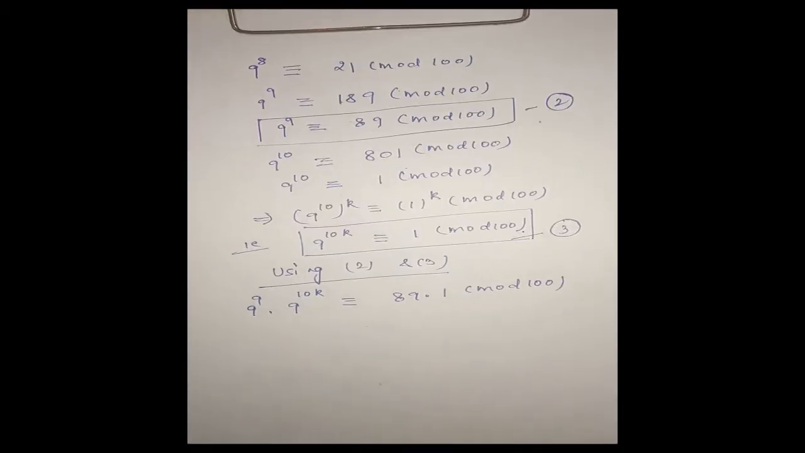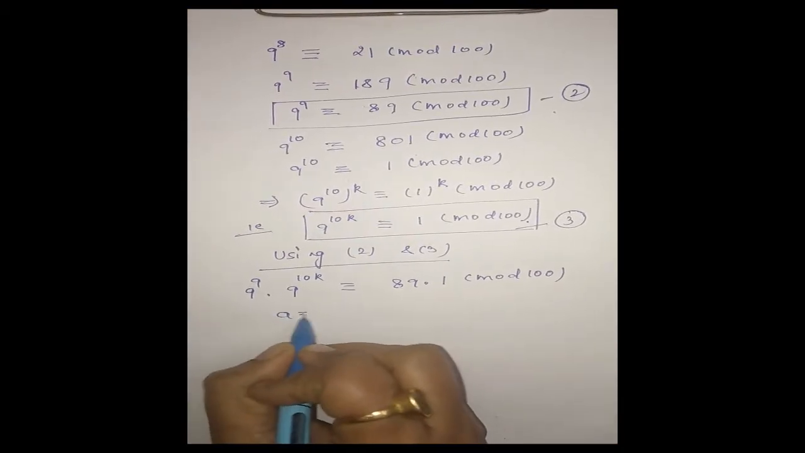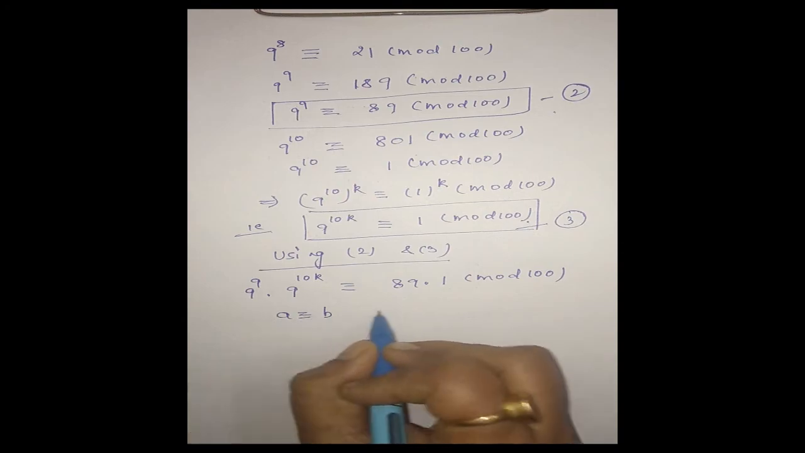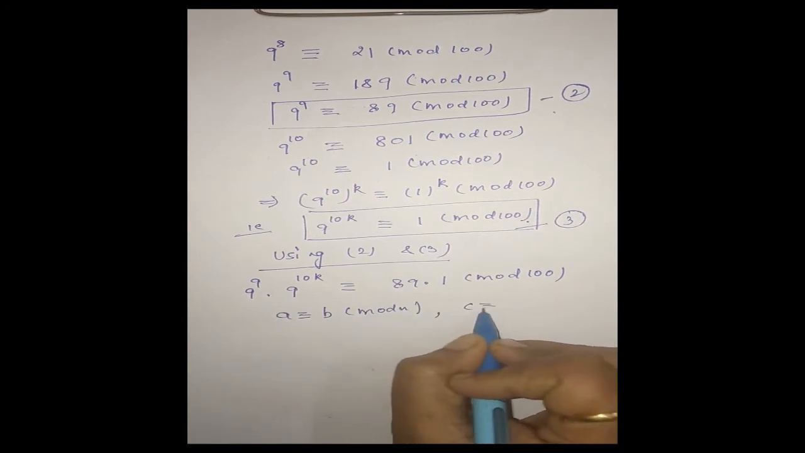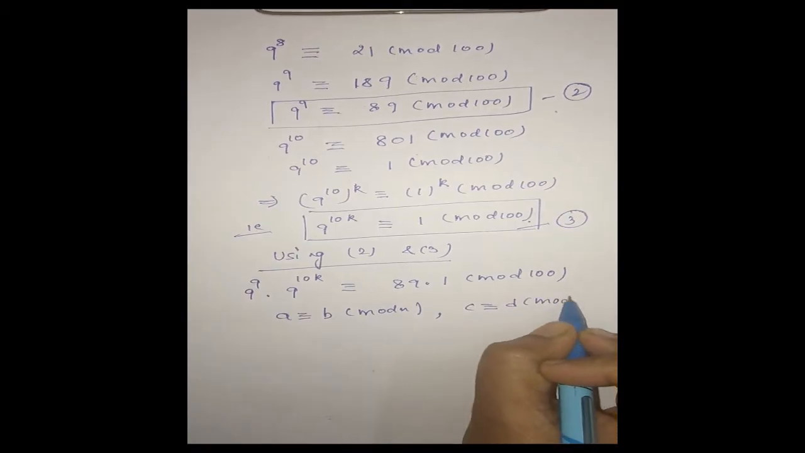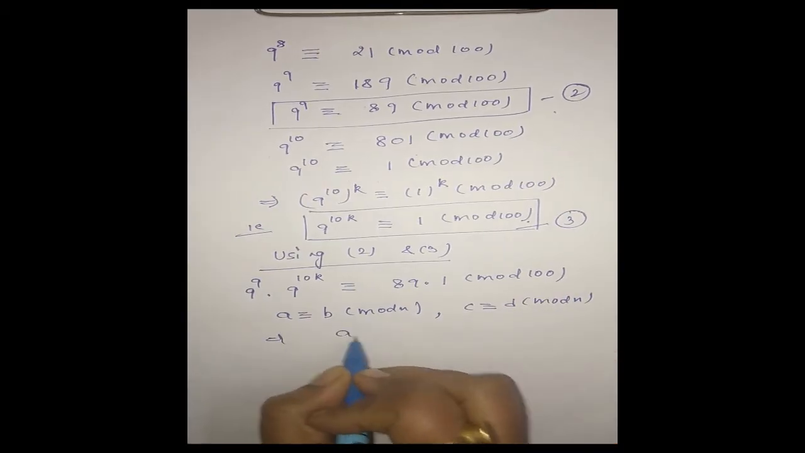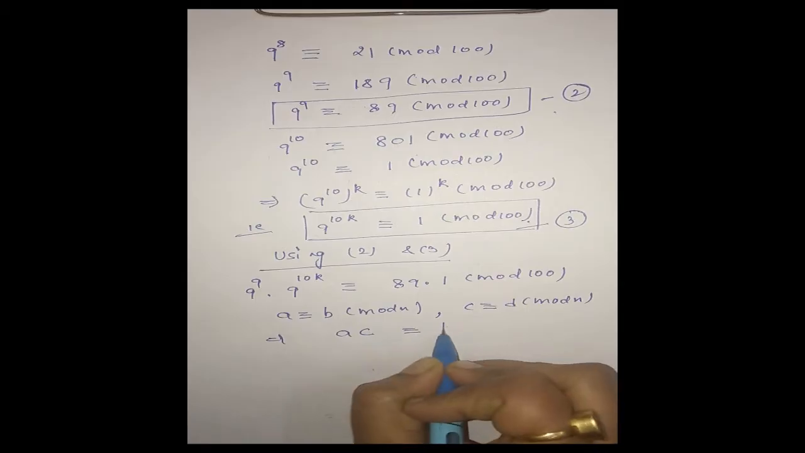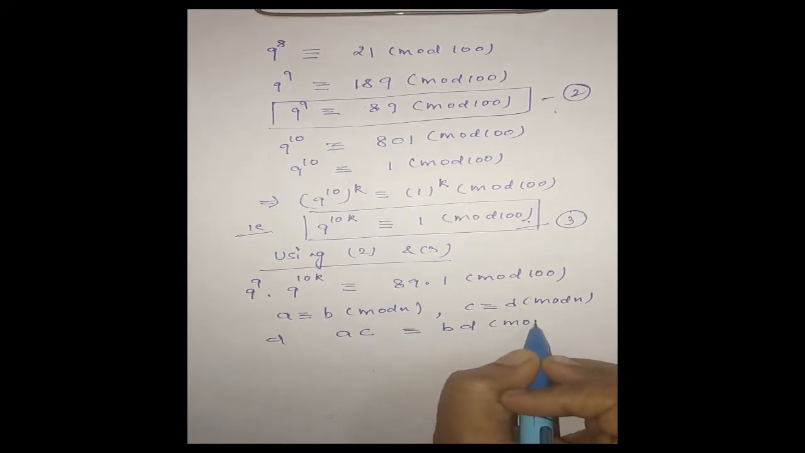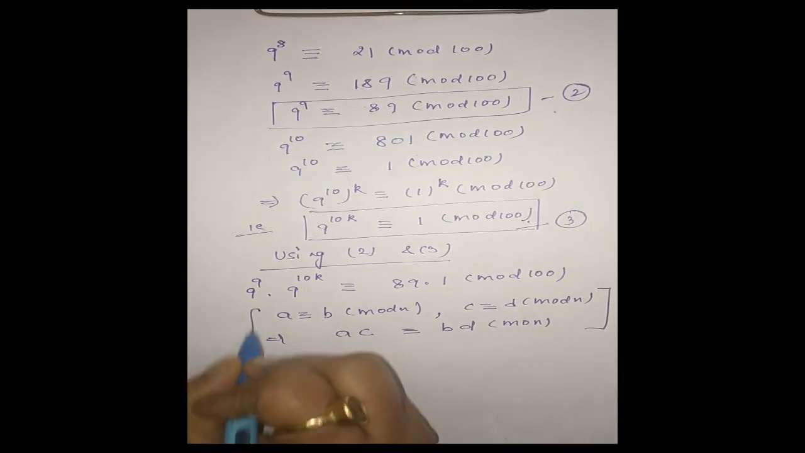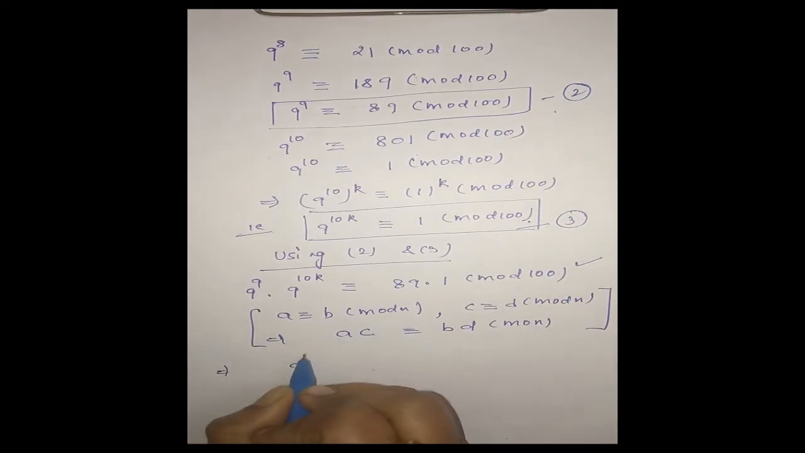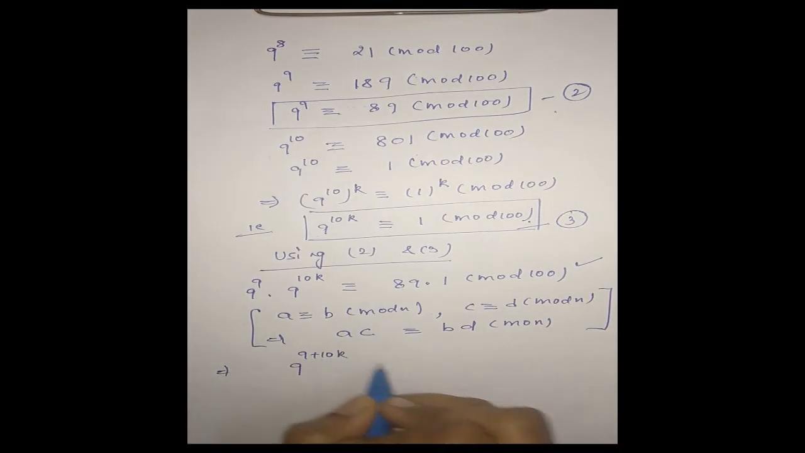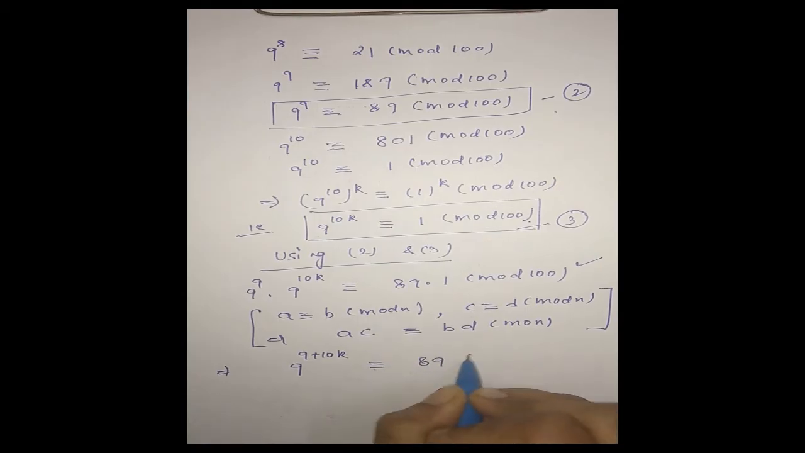Using the property of congruence relation: if A is congruent to B modulo n and C is congruent to D modulo n, then we have the property A into C is congruent to B into D modulo n. We are using this property here. Now, this implies 9 power 9 plus 10k is congruent to 89 modulo 100.